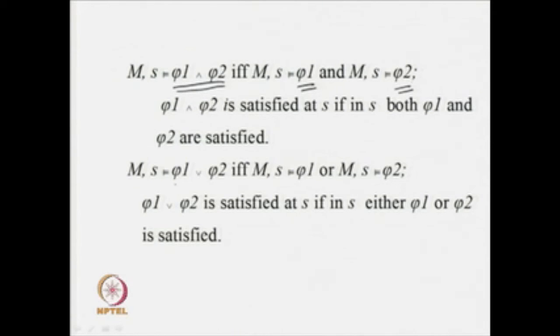Similarly, we can look at the disjunction phi1 or phi2. Since this is a disjunction, what will happen? We say that in a particular state S, phi1 or phi2 holds, provided either phi1 holds in S or phi2 holds in S. So, these are the basic operators that we have. This is your phi1 or phi2.